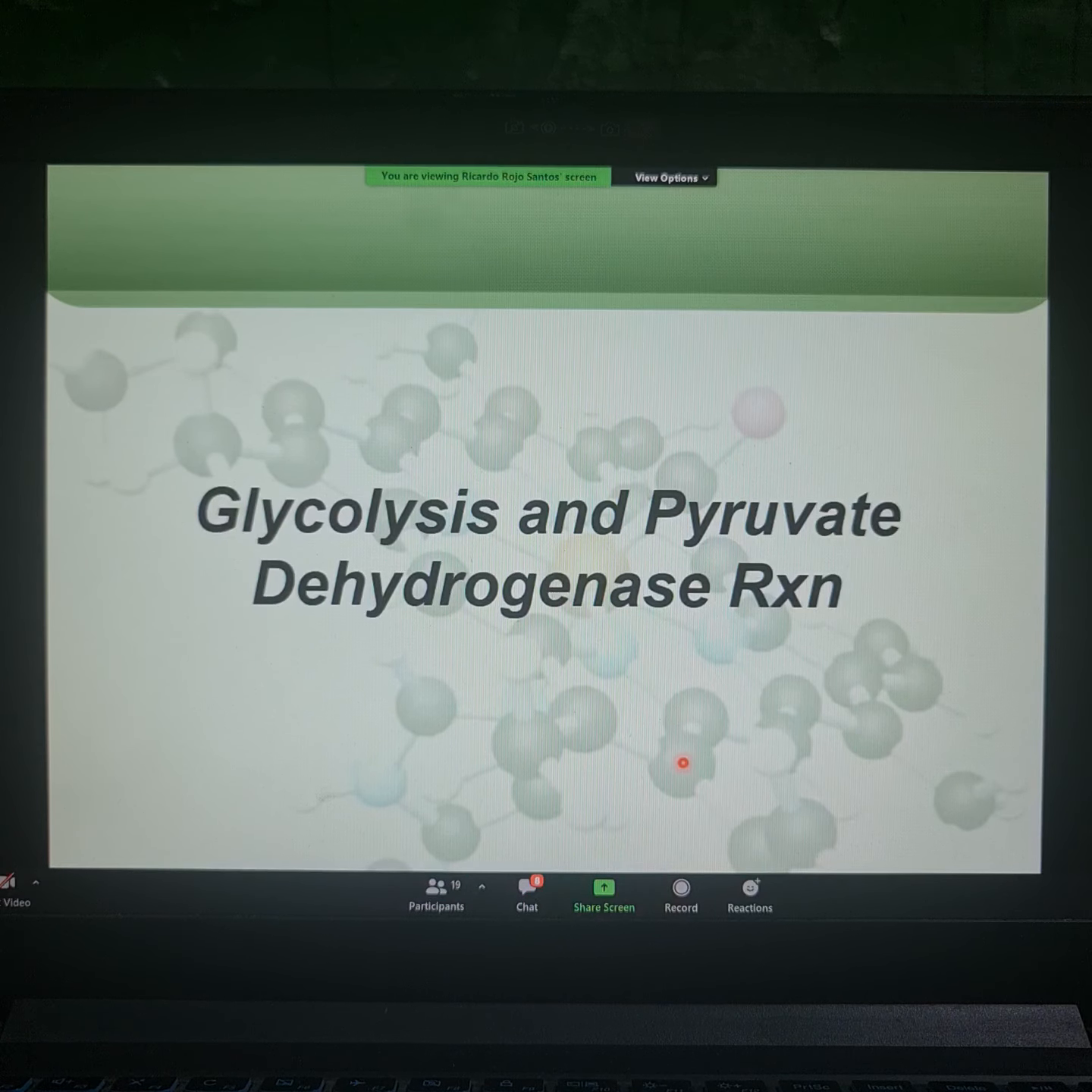Now, let us differentiate hexokinase from glucokinase, and this is very important. Now, hexokinase has a low Km for glucose. On the other hand, glucokinase has a high Km for glucose.